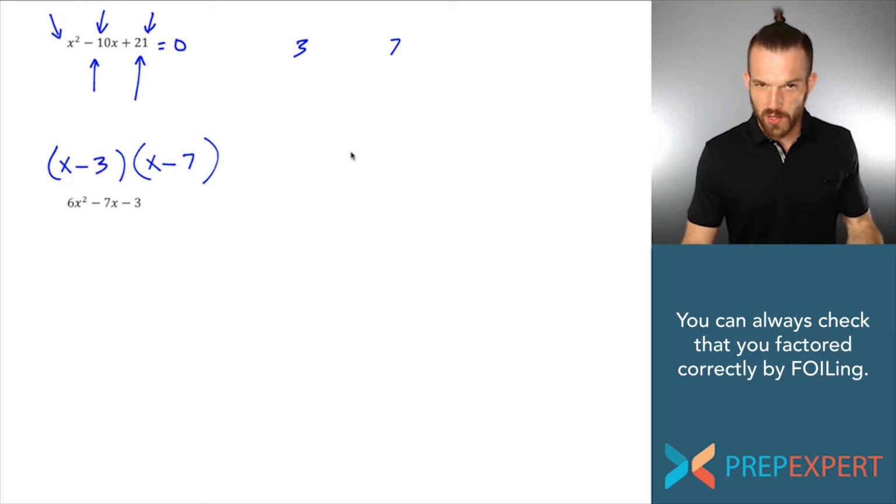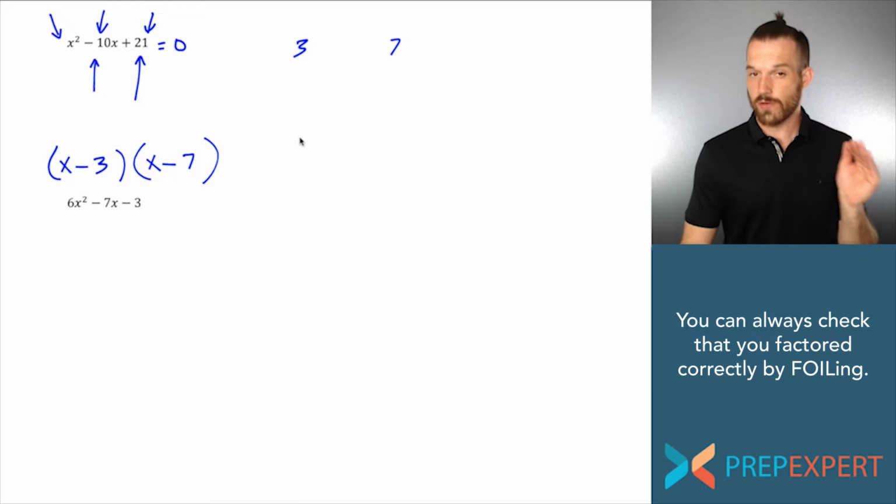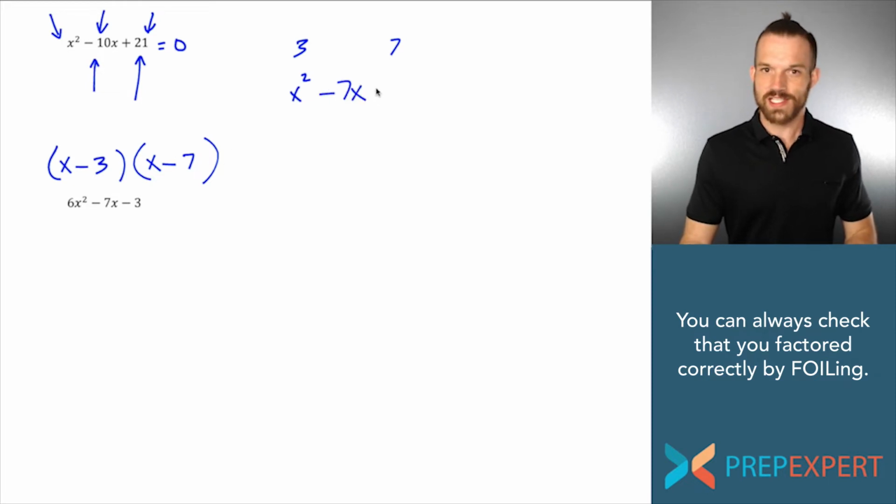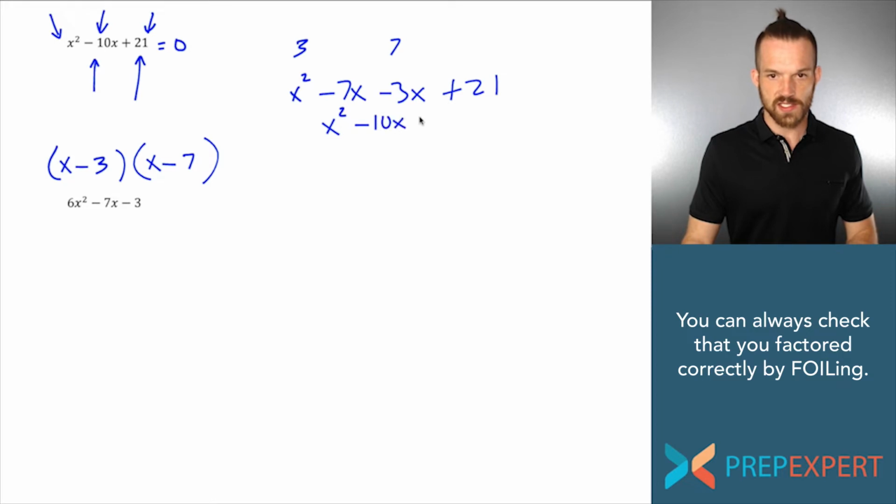Now if I wanted to double check that I got the right factors, I could FOIL out these two binomials and basically reverse the process and make sure they give me the right quadratic. So if I FOIL them, x times x is x squared, x times negative 7 is minus 7x, negative 3 times x is negative 3x, and negative 3 times negative 7 is positive 21. So adding that together, I get x squared minus 10x plus 21.